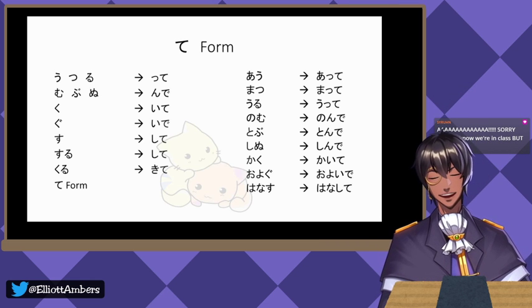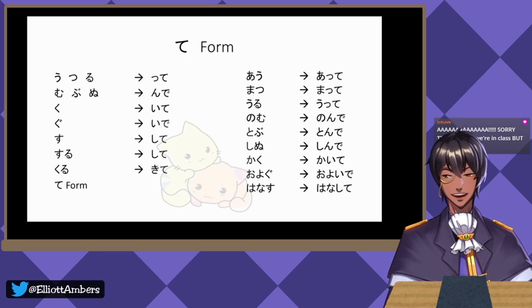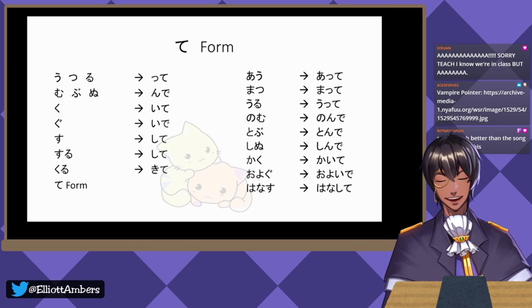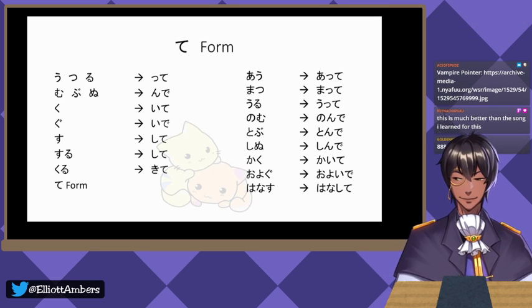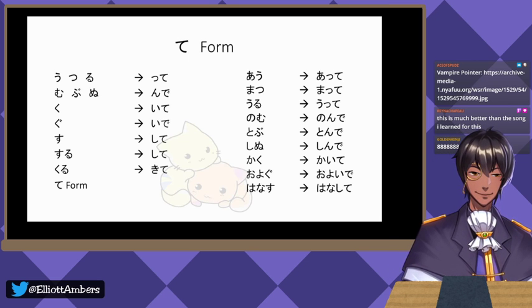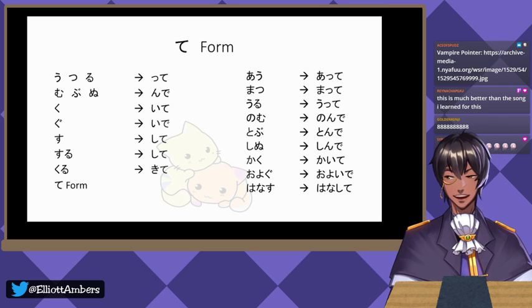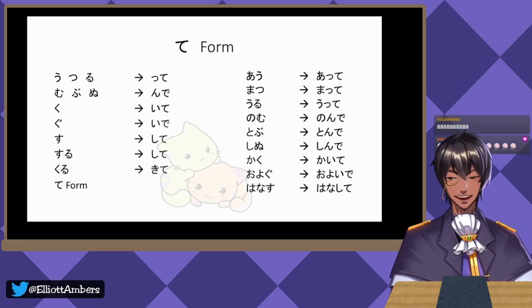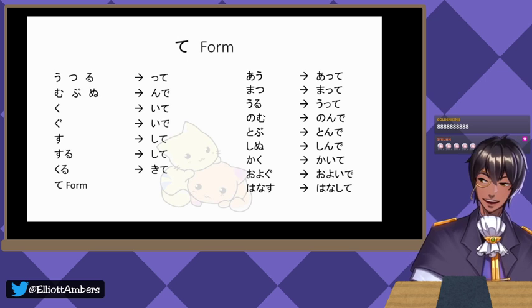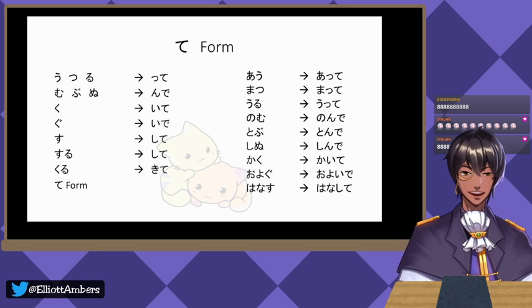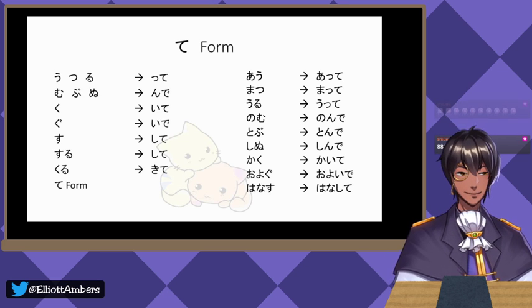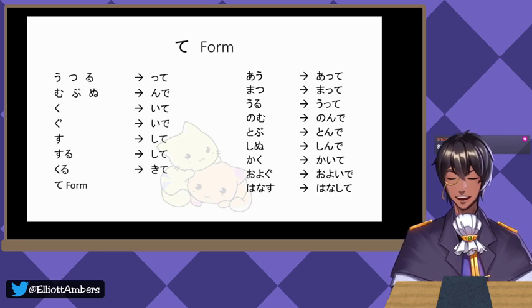And that's the song. It helps us get that relationship between the endings. This is much better than the song I learned for this. So, any verbs that end with u, tsu, and ru end with te. Mu, bu, and nu end with nde, and so on. So au becomes atte, nomu becomes nonde. And let's do it one more time fully without stopping, and maybe I'll hit all the right chords this time.